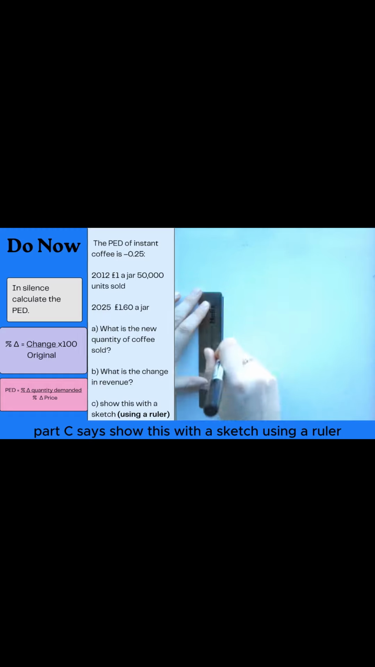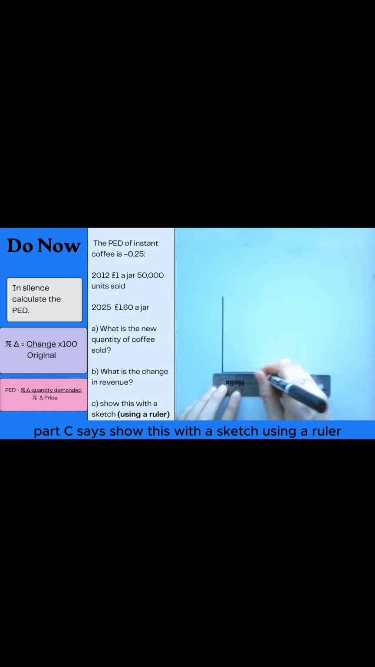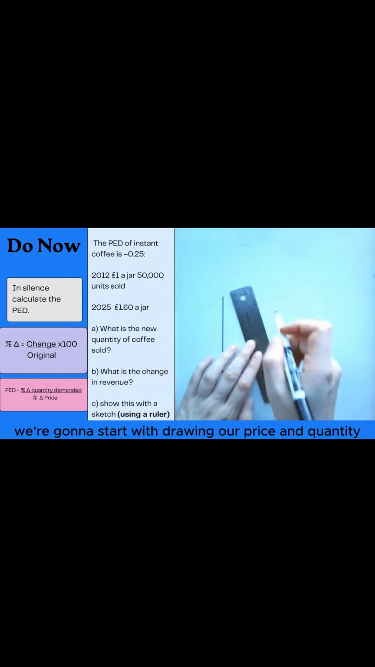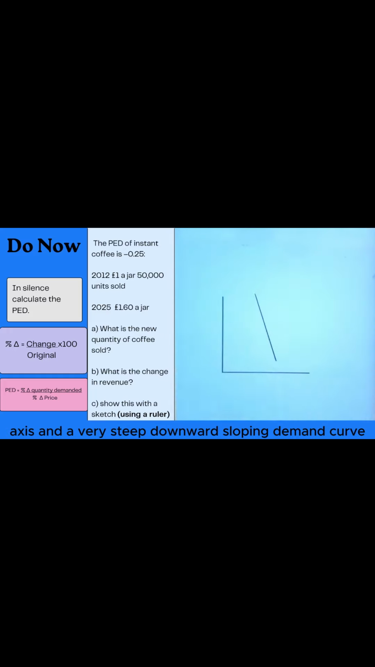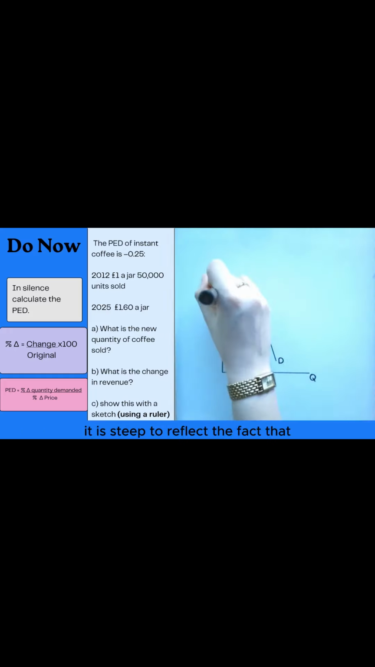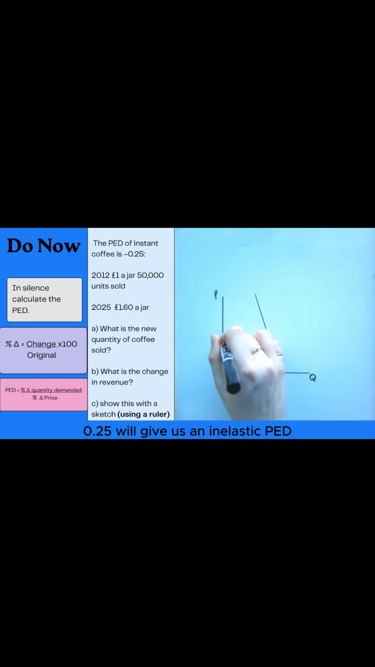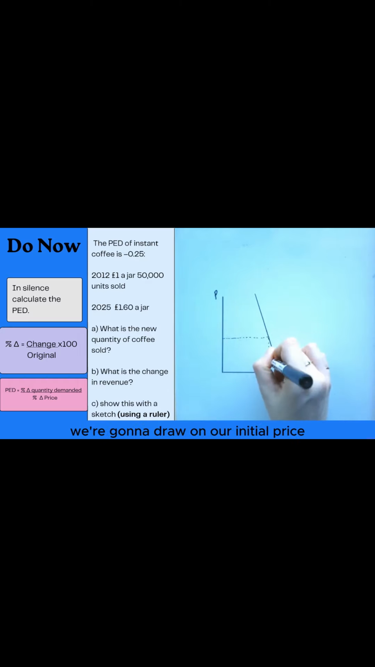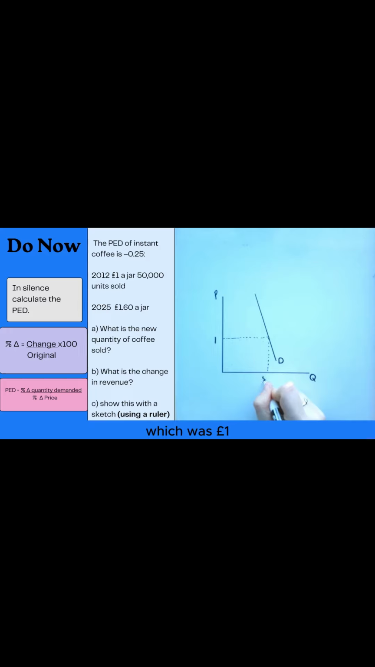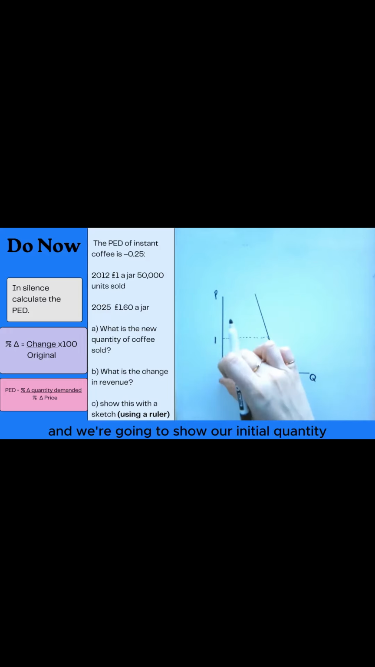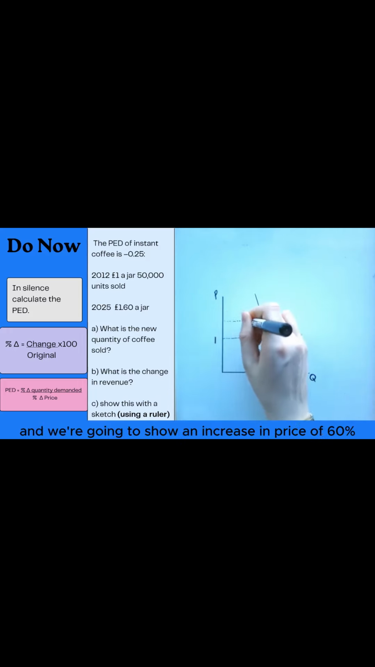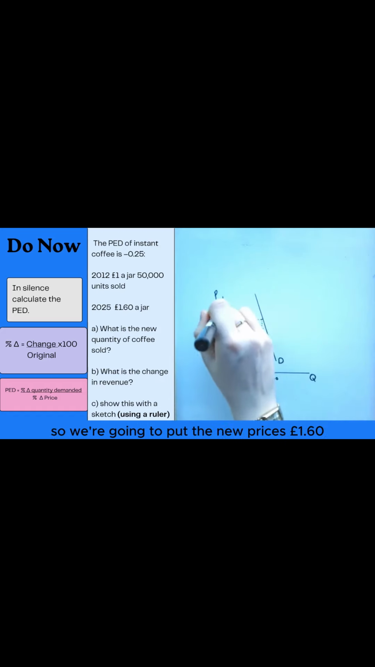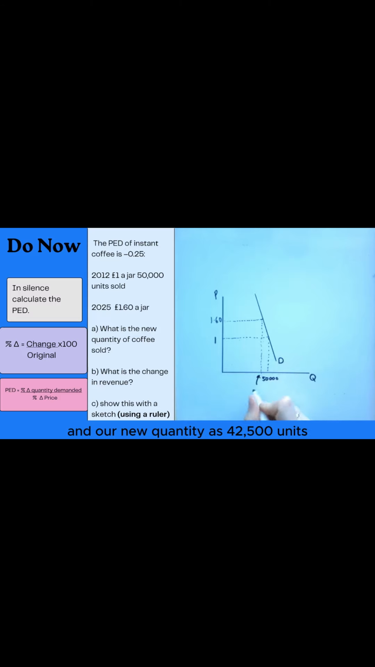Part C says show this with a sketch using a ruler. We're going to start with drawing our price and quantity axes and a very steep downward sloping demand curve. It is steep to reflect the fact that 0.25 will give us an inelastic PED. We're going to draw on our initial price, which was £1, and show our initial quantity, which was 50,000. Then we're going to show an increase in price of 60%. So we're going to put the new price as £1.60 and our new quantity as 42,500 units.